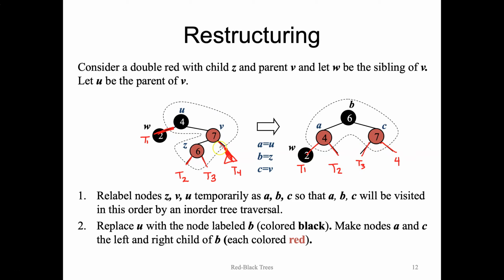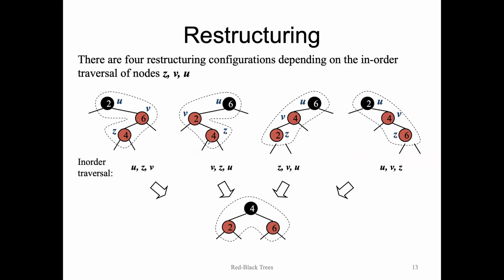So for example, just for our example here, based on how u, v, and z lay, the left child of u will now be the left child of a. The left child of z will now be the right child of a, and the right child of z will be the left child of c, and the right child of v will be the right child of c. Okay, so this encompasses a few different scenarios based on how our double red lies in our tree, if it's a left child or right child and so forth. So let me show you what other cases this includes.